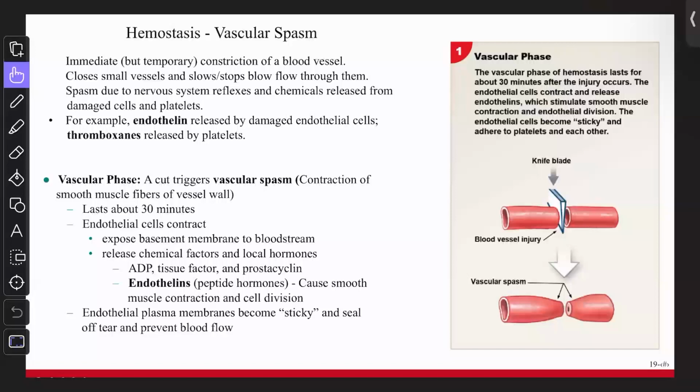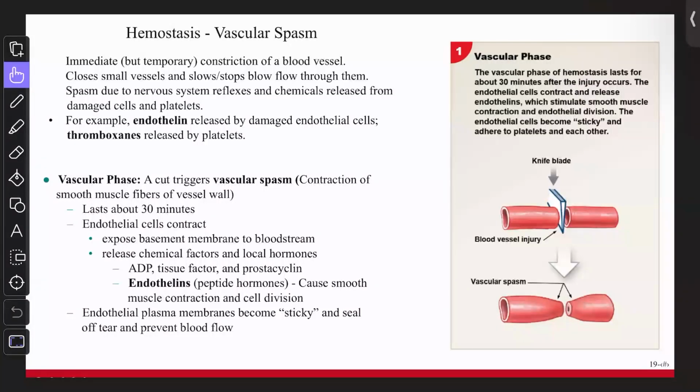The endothelins will cause that continued contraction, and they will encourage the beginnings of cell division. Sorry, my brain lost that word for a minute. They will encourage the process of cell division to start, because we got to do that, right? The only way to fix a hole is to make more things to put in it. We're also going to produce some ADP. We're going to release some tissue factors, which we will talk about later, although you don't really know all of them, and something called prostacyclin. Okay.